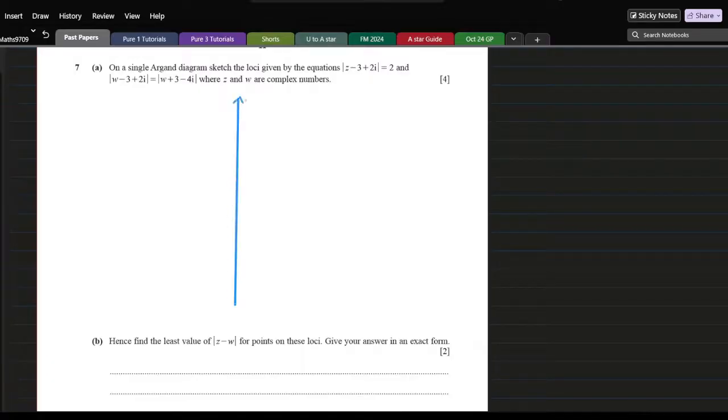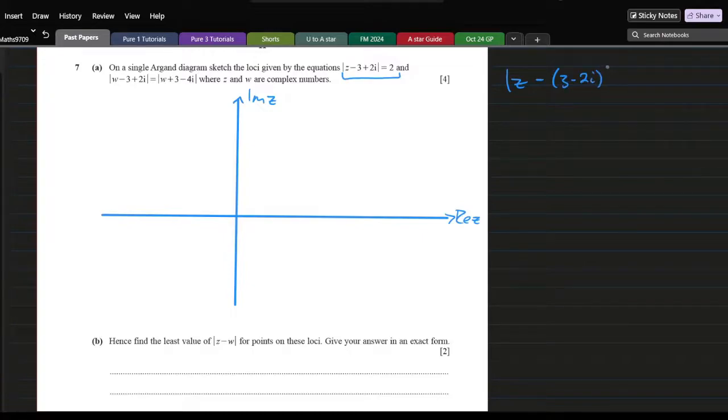So this is our imaginary axis, and then we need a real axis. So this is our real axis. Let's start with this first equation here. We're given the modulus of z. I'm going to factor out a negative sign here so we can see the point that we're working with. That's 3 minus 2i, and this is equal to 2.